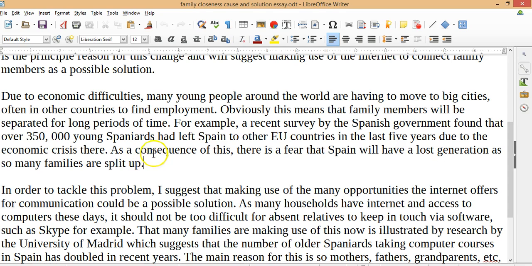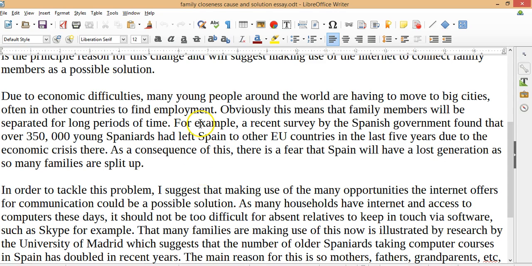So due to economic difficulties, many young people around the world are having to move to big cities, often in other countries, to find employment. Okay. Obviously, this means that family members will be separated for long periods of time. So again, you see that logic. This leads to this, leads to this.